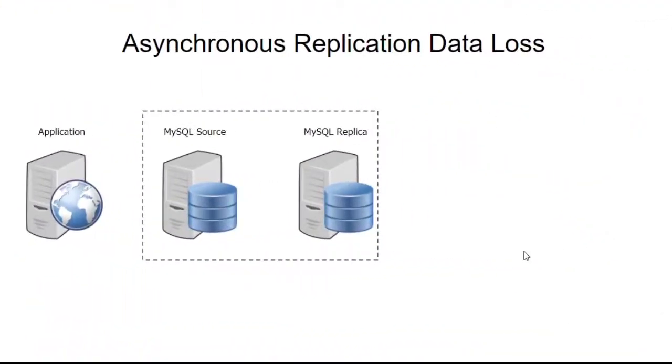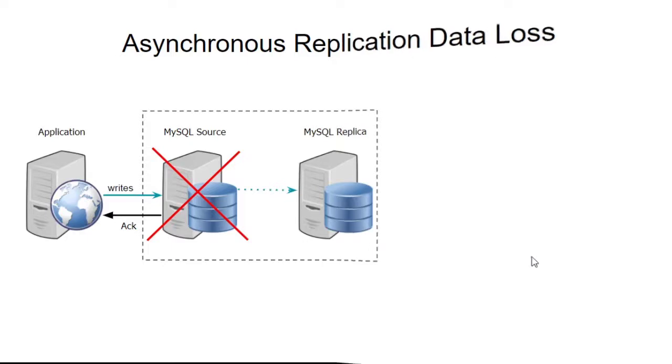Imagine that you have the standard setup of a single source and a single replica in asynchronous replication. A scenario could arise that the source server dies before the replica gets the committed changes. In this situation, you may end up with data loss. Data loss can be considered if the application receives acknowledgement of the changes, but then those changes are lost during the failover. To overcome potential data loss, MySQL natively supports semi-synchronous replication.